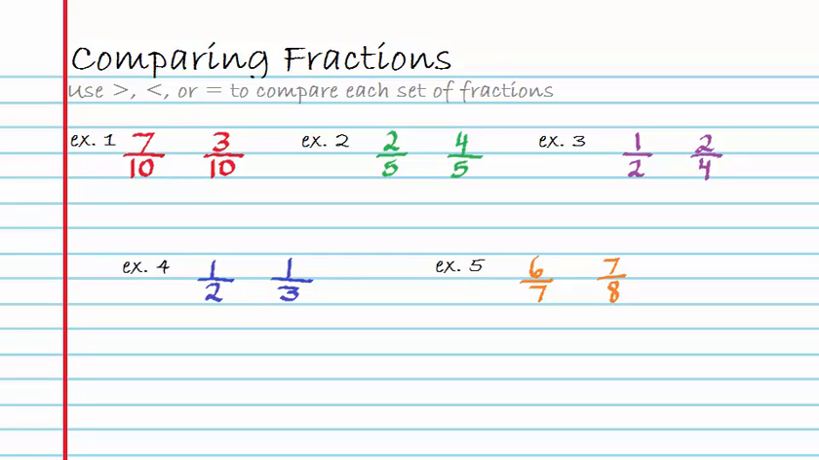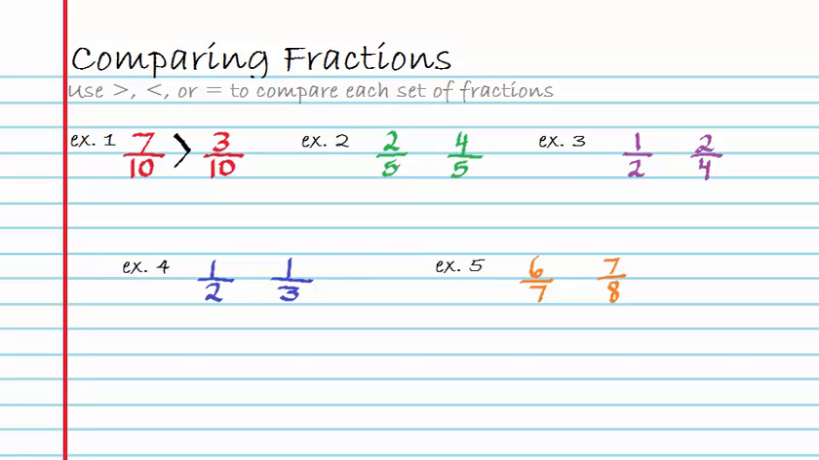So we have common denominators. The bottom of our fractions is the same. So when we have common denominators, we just have to look at the top of our fraction and compare those two numbers. So in this case, 7 is greater than 3. So 7 tenths is greater than 3 tenths.